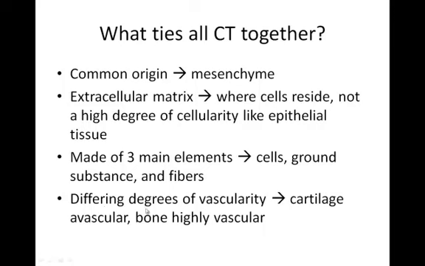Now, there are going to be different degrees of vascularity in our connective tissues. For instance, cartilage is avascular. Remember, if you put an A before a word, it means without. So cartilage has no blood vessels, whereas bone has a high degree of vascularity. Bone has lots of blood vessels in it. That's why bone repairs itself very easily.